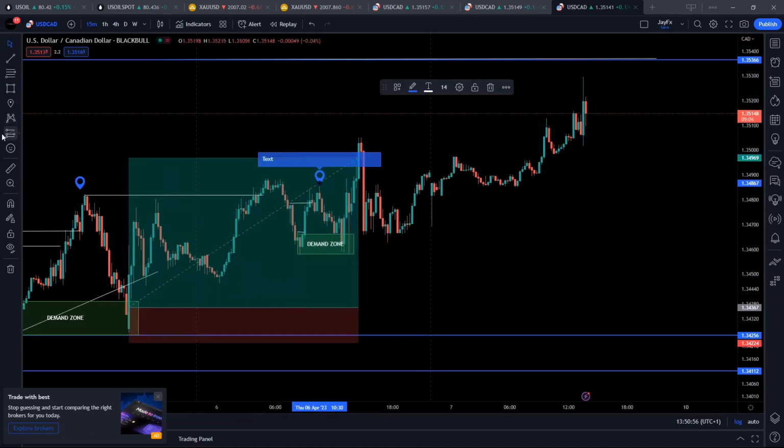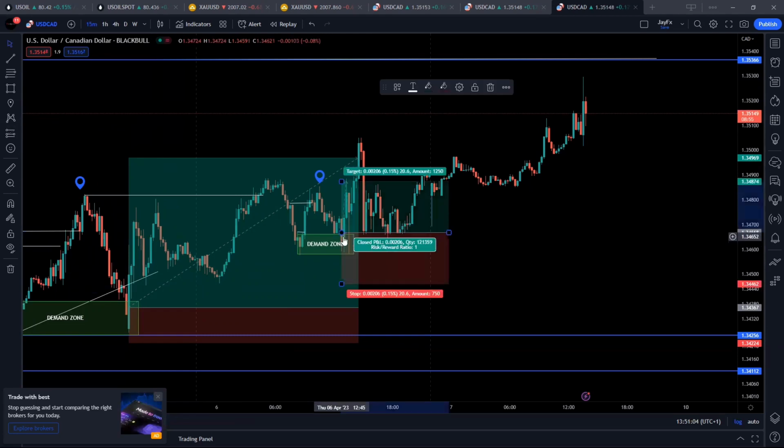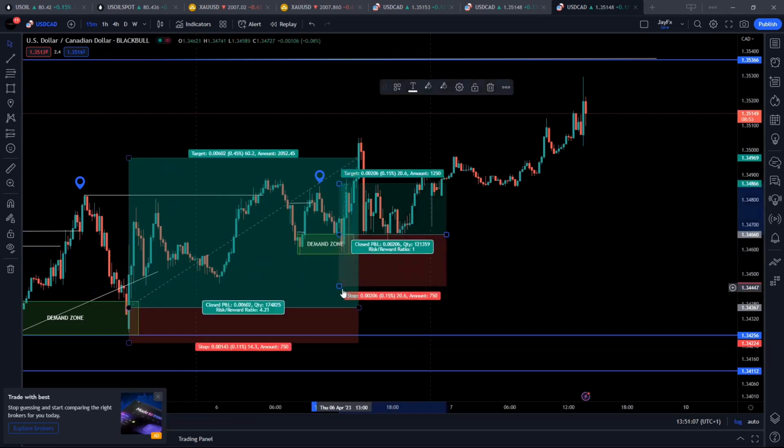You understand? We don't want to chase it. We want to wait for it to come to us. If it gets stopped out, we get stopped out. If we reach TP, we reach TP, because it's what it is. That's how the market is built.